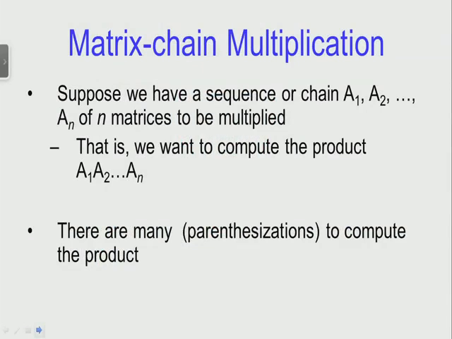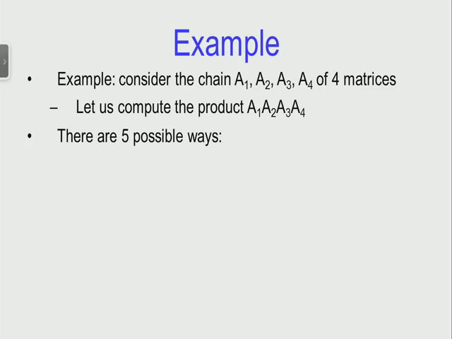There are many parenthesizations to compute the product. What is a parenthesization? A parenthesization is an allocation of parentheses around the expression that has been given, so that the expression can be evaluated as specified by the parenthesization. Let us now consider this example where there are 4 matrices A1, A2, A3 and A4, and the aim is to compute the product of these 4 matrices. There are 5 possible parenthesizations.